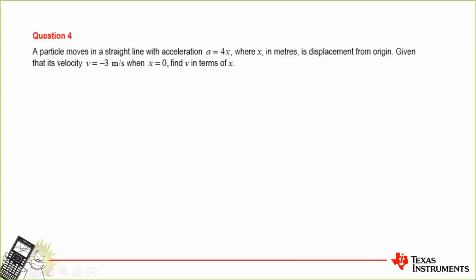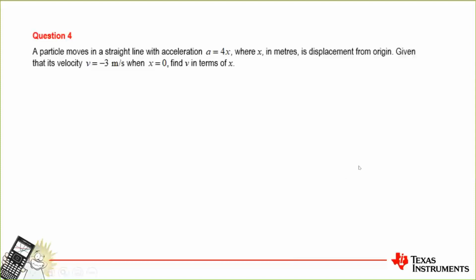So let's have a look at this question. A particle moves in a straight line and acceleration a is given for x, where x is in meters, and it is displacement from the origin. Given that its velocity is -3 meters per second when the displacement is zero, when we are at the origin, x equals 0, find v in terms of x. So the form of acceleration here we'll be using is v dv/dx.